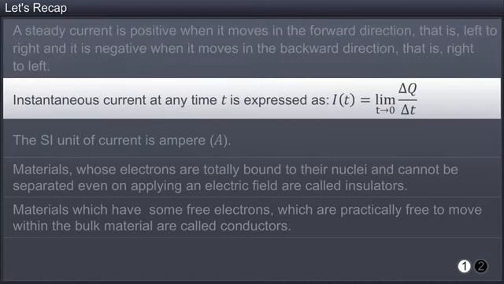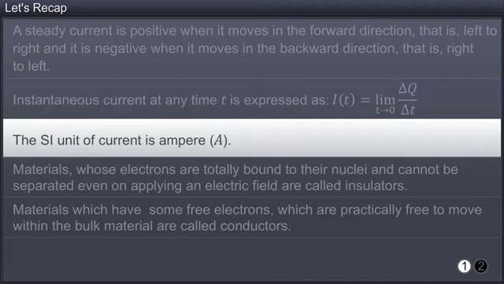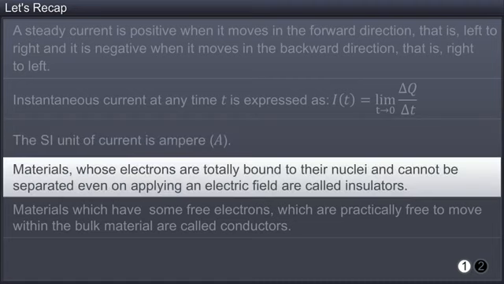Instantaneous current at any time t is expressed as I(t) equals the limit as delta t tends to 0 of delta Q by delta t. The SI unit of current is ampere, A. Materials whose electrons are completely bound to their nuclei and cannot be separated even on applying an electric field are called insulators.